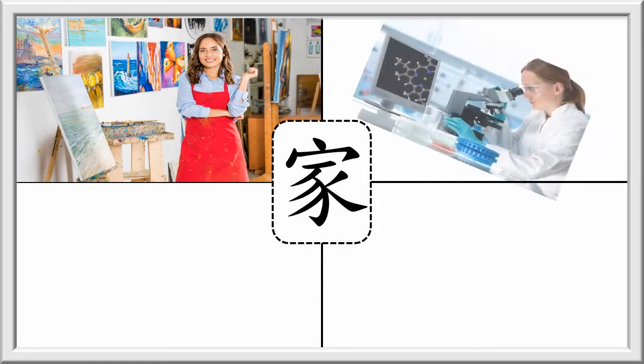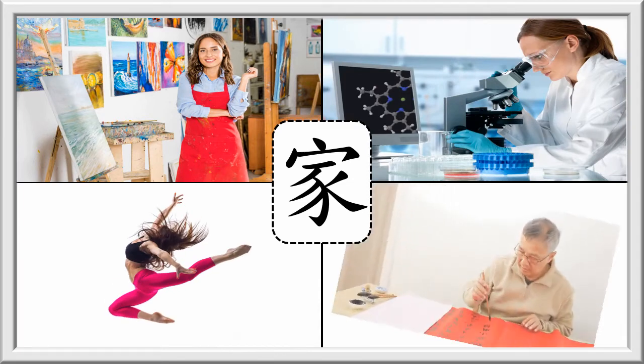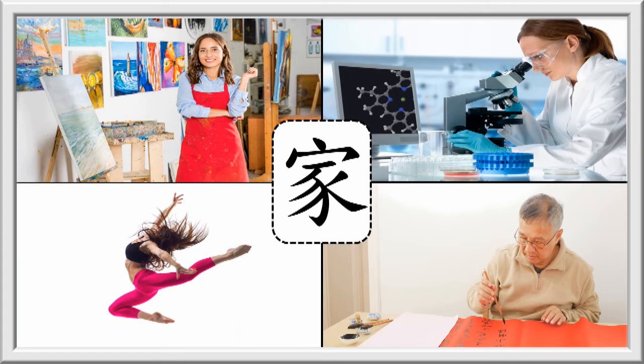Artist, scientist, dancer, calligrapher, etc. A person always feels most at home, jia, in their area of expertise. There are plenty of other expressions with jia.